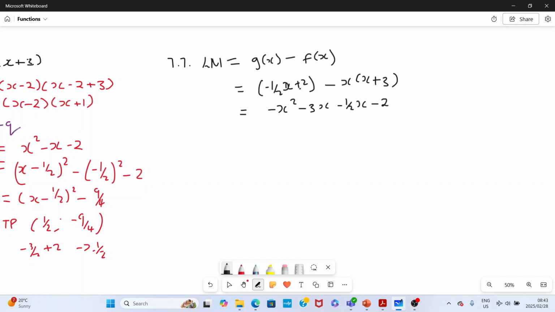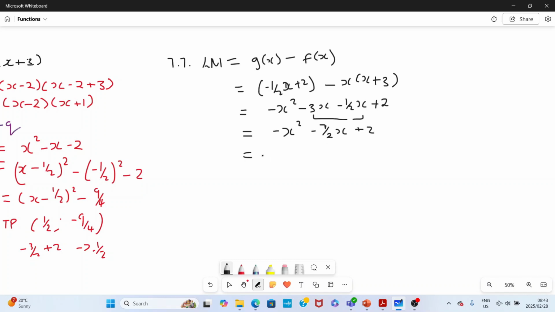Am I correct? Wait, this is minus x squared, this is minus 3x, this is minus x, then this should be a positive then. This should be a positive. So this is going to be equal to minus x squared. What does this give us? These two are going to give us minus 7 over 2x, and then we have the plus 2.